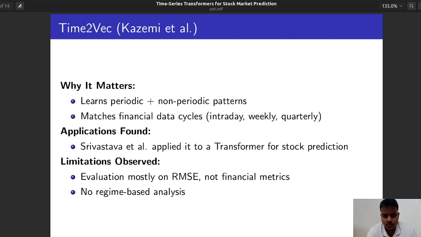Time2Vec was proposed to learn both periodic and non periodic temporal patterns. This is particularly relevant for financial markets which operate across multiple cycles, where we want to derive patterns which are intraday, weekly, and quarterly, or which have some significance related to holidays or other events. However, most evaluations focus on error metrics like RMSE rather than financial performance.